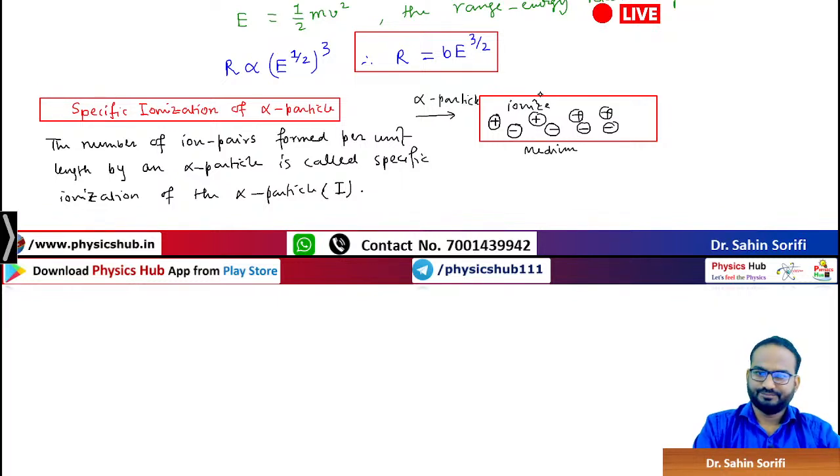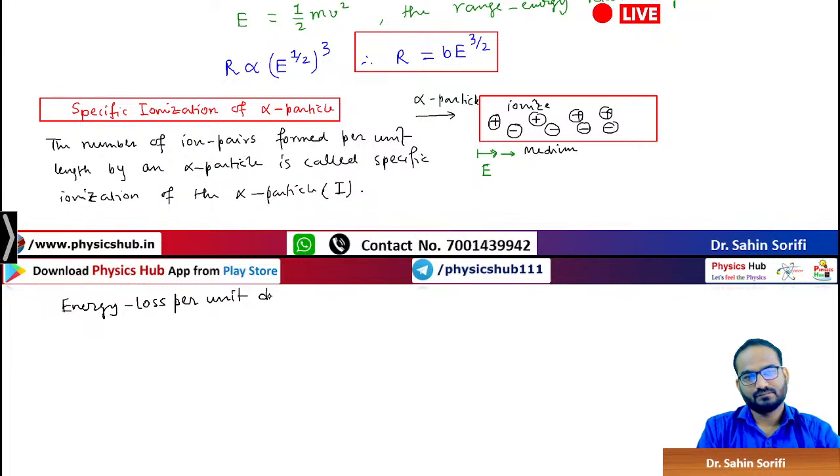Now look, as the alpha particle is moving into the medium, it is continuing to lose its energy. As it covers distance inside the medium, the energy keeps on decreasing. Now, what will be the energy loss per unit distance? You see, we have found out that R is proportional to E to the power 3 by 2, so E will be proportional to R to the power 2 by 3. Can you write it from this relation?